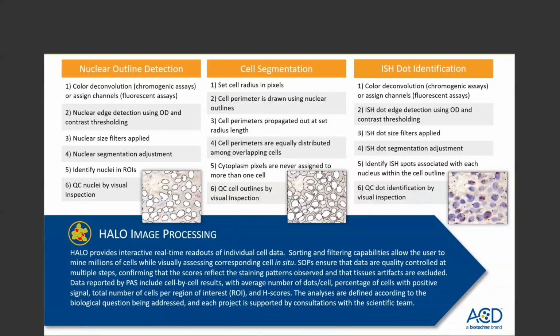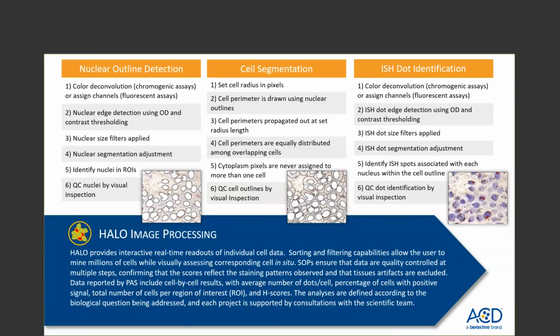HALO, while automated, needs expert scientist input for nuclear outline detection, followed by optimal cell segmentation, clubbed with appropriate ISH dot identification to ensure that the right dots are being identified in the right cells and provide you with true and accurate data. HALO provides interactive real-time readouts of individual cell data. The SOPs that we have built ensure that data are quality controlled at multiple steps, confirming that the scores reflect the staining patterns observed and that tissue artifacts are excluded.